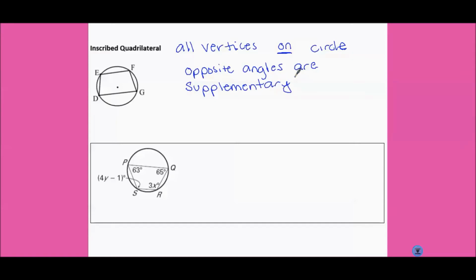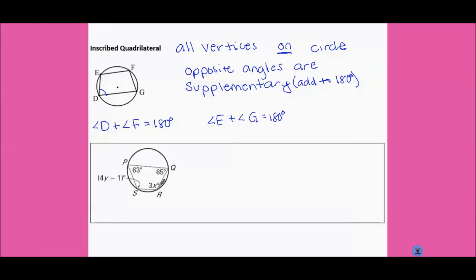Which, in case you've forgotten, means that they add to 180 degrees. So, angle D and angle F will equal 180 degrees, and angle E and angle G will equal 180 degrees. So let's use that to help us solve this example.